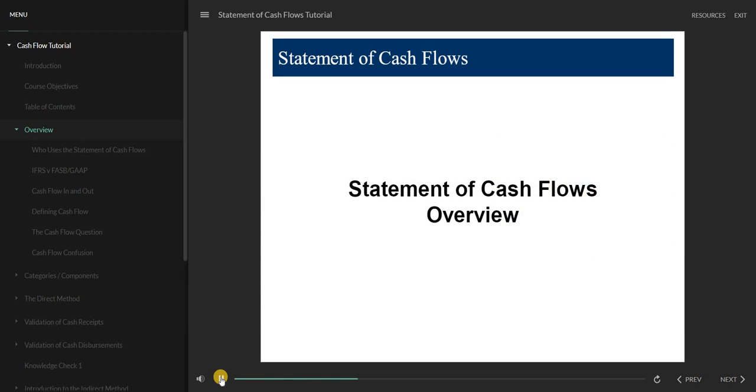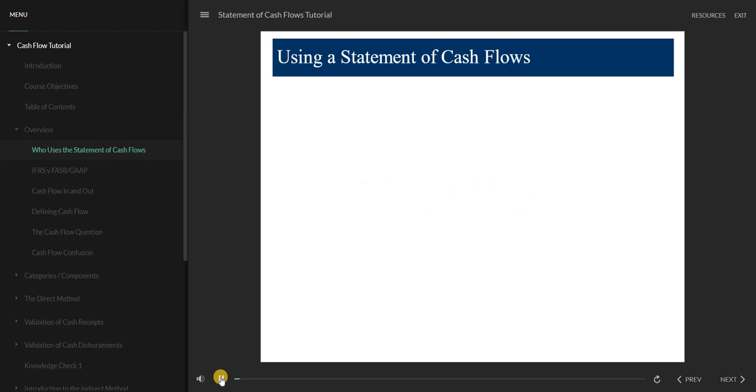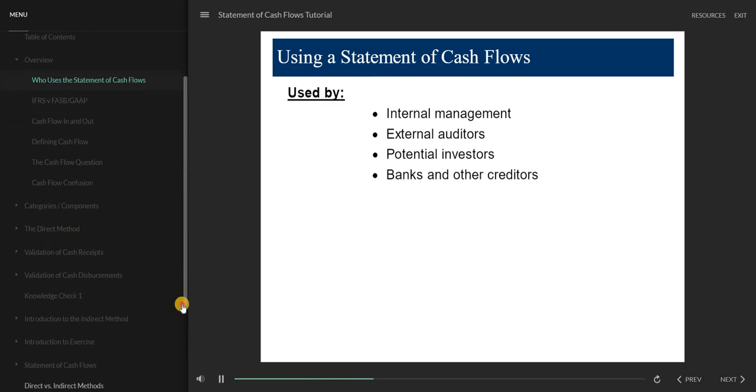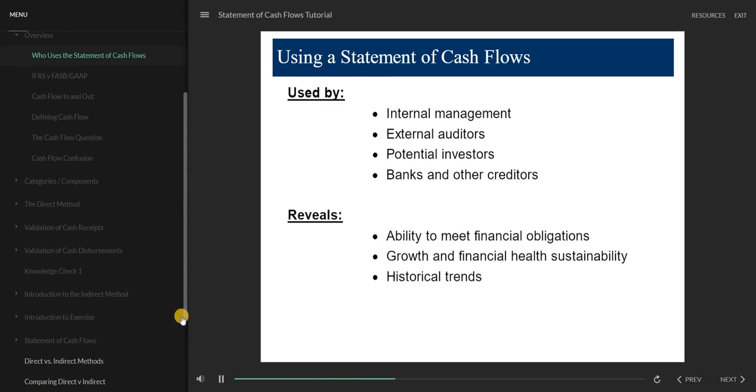Let's begin by providing an overview about the statement of cash flows. When used in conjunction with other financial statements, the information found in the statement of cash flows is widely used by internal management, external auditors, potential investors, banks, and other creditors such as vendors and leasing companies. By properly analyzing the statement of cash flows, one can determine a company's ability to generate cash needed to meet critical debt obligations and sustain the overall growth and financial health of the organization.